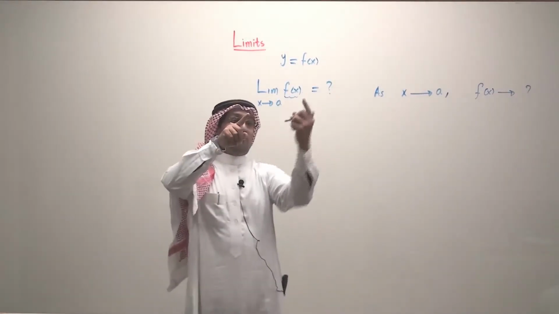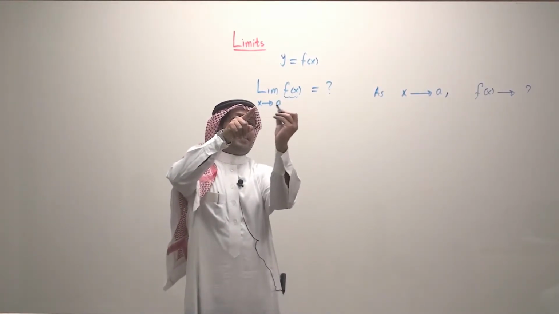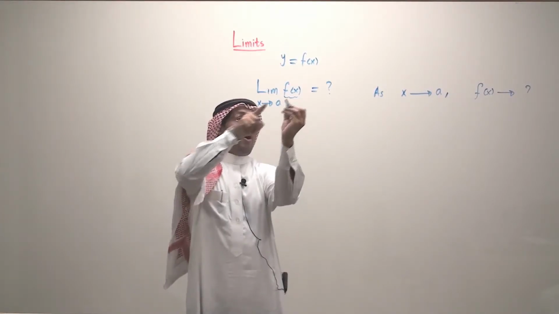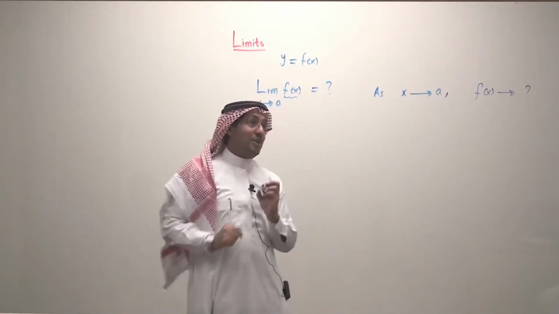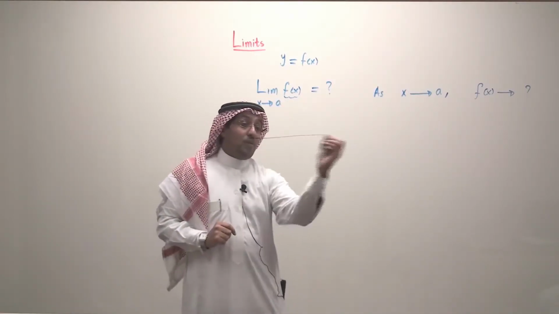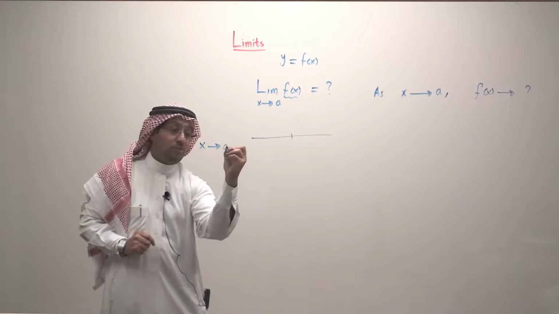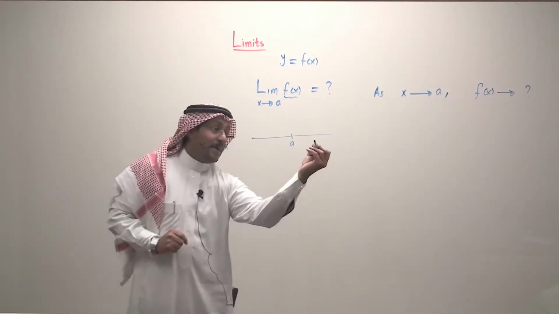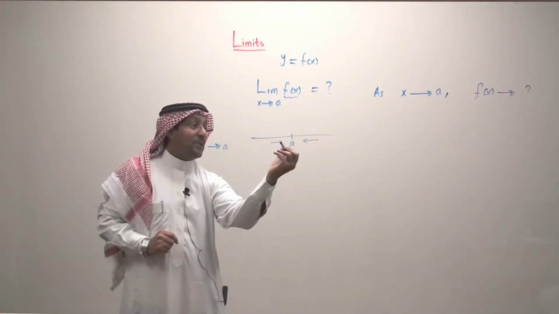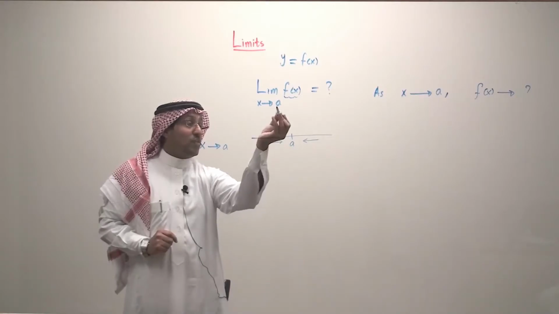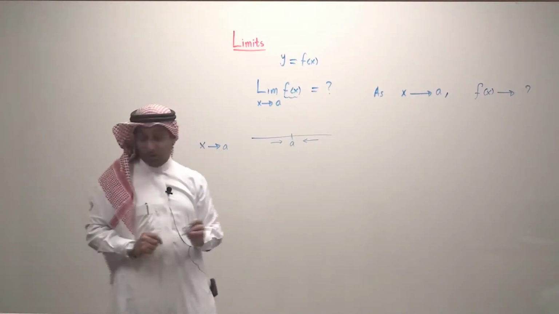So the limit of f of x as x goes to a means when x is getting closer and closer to a, f of x is getting closer and closer to what? This is the value of the limit. However, when x gets closer and closer to a, I have two possibilities. Say, for example, this is a, then I can approach a from the right-hand side or from the left-hand side. From either side, when x goes to a, the value of f of x is getting closer to what? This is the value of the limit.